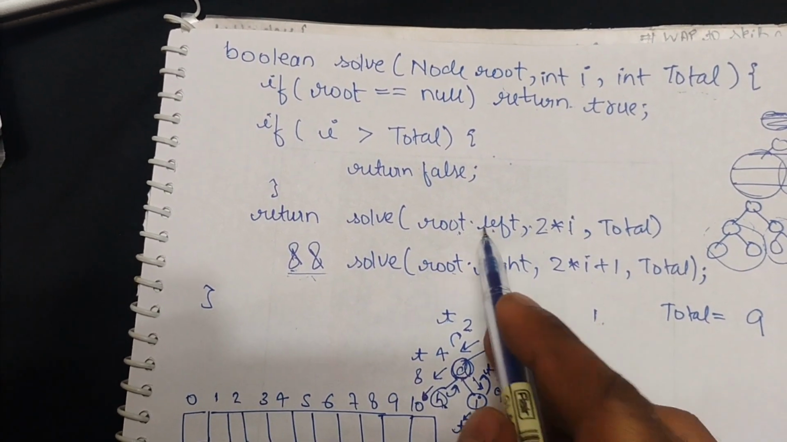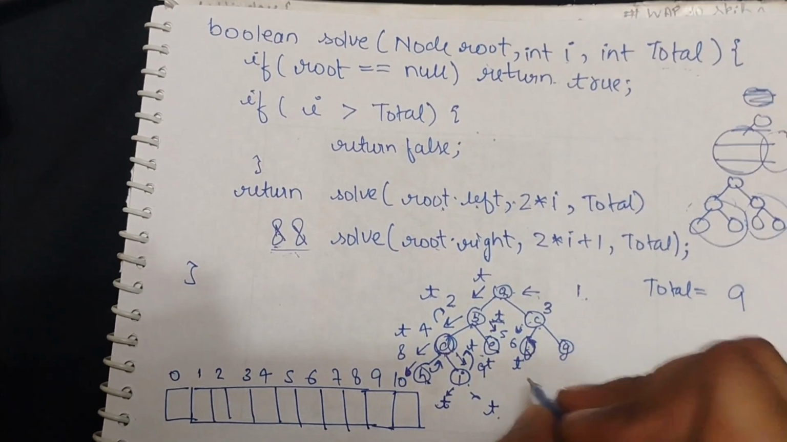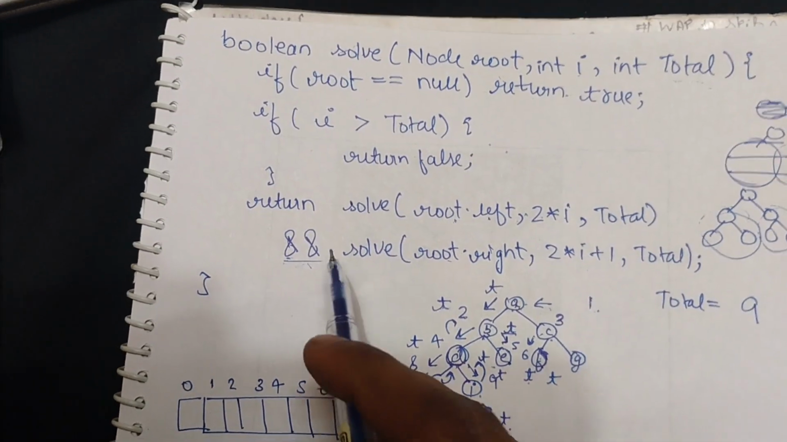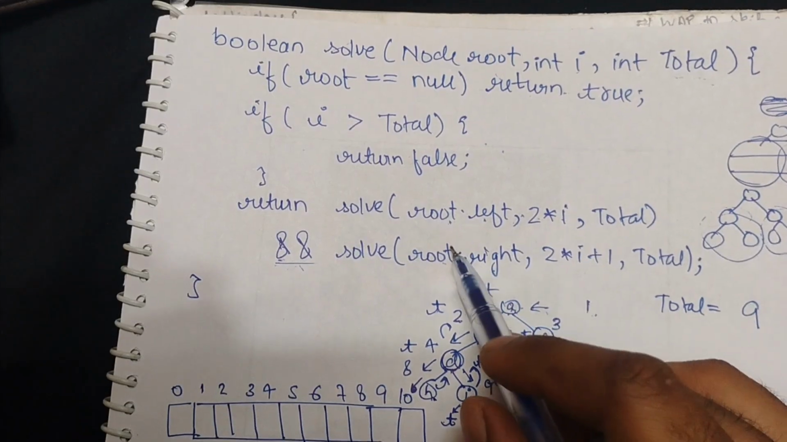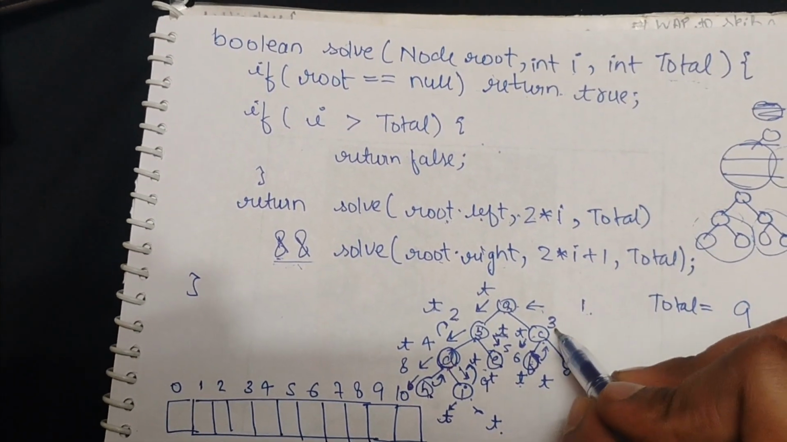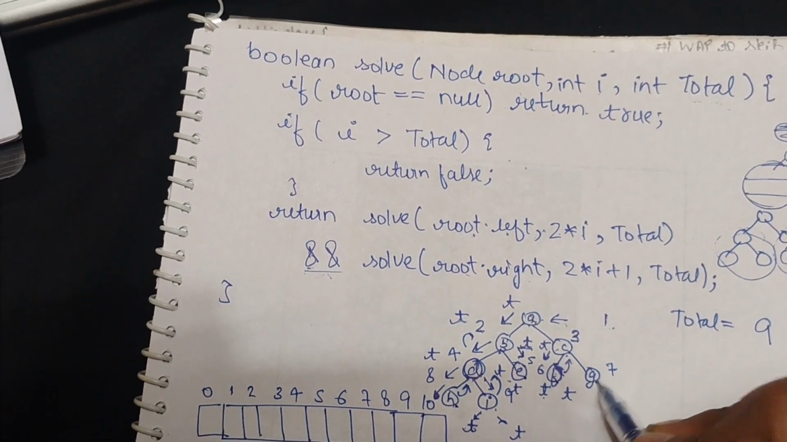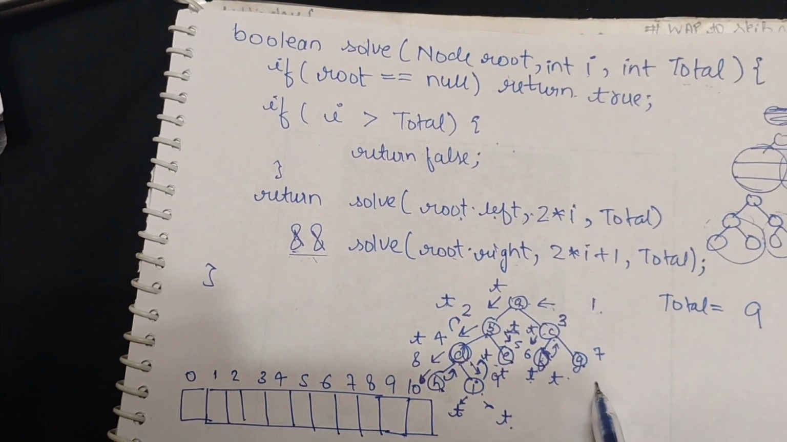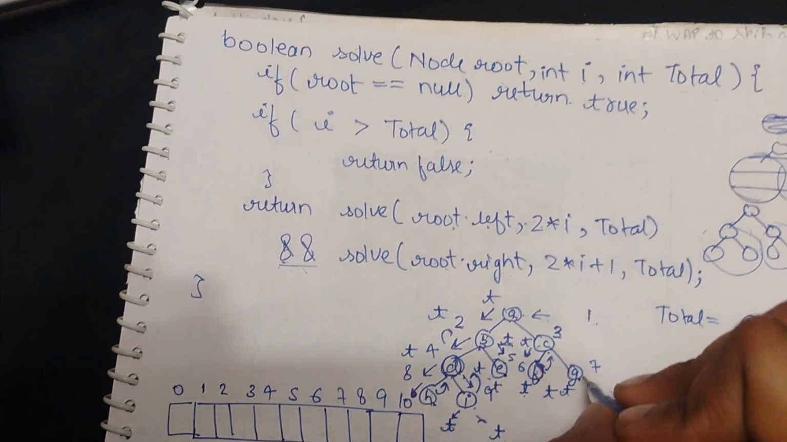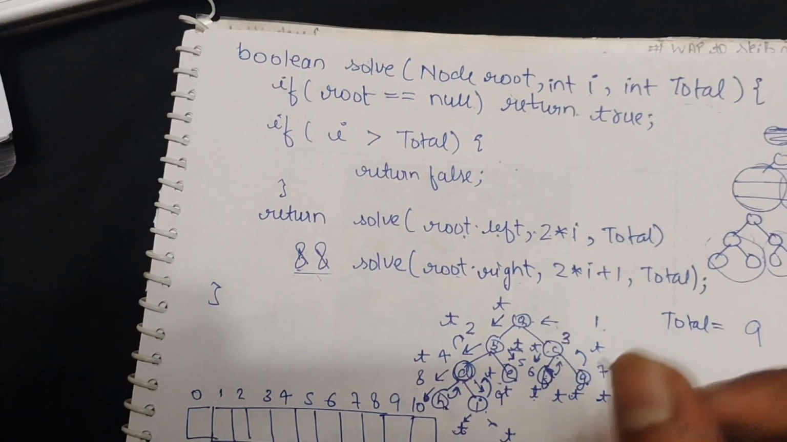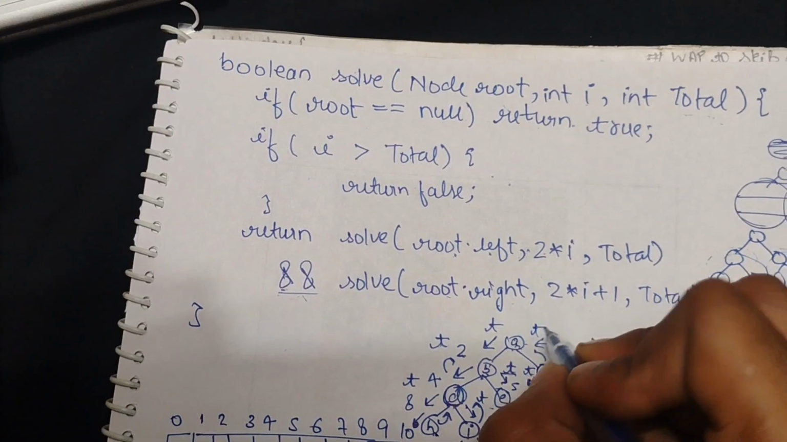Here F will call root dot left. F has null both sides, so it will get true from left and true from right. Here we have AND. Now F will return true back to C. C will do root dot right with 2 into I plus 1, that is 2 into 3, that is 6, plus 1, 7. Now G has null both sides. It will hit this base case and get true from both sides. Since we have AND, G will return true over here. C again has got true from both sides. Since we have AND, C will return true.